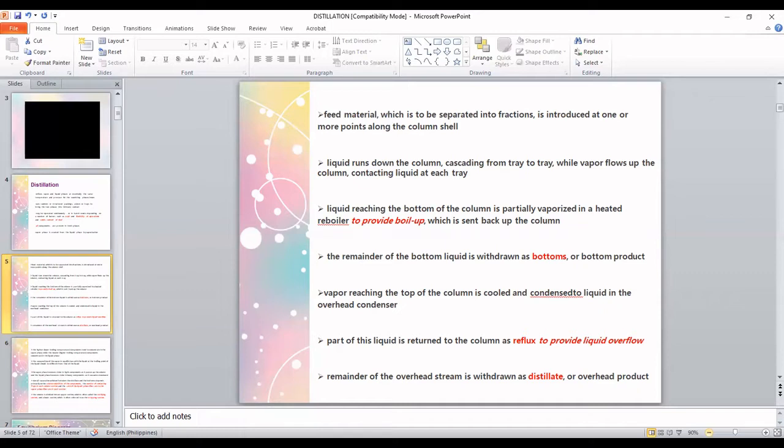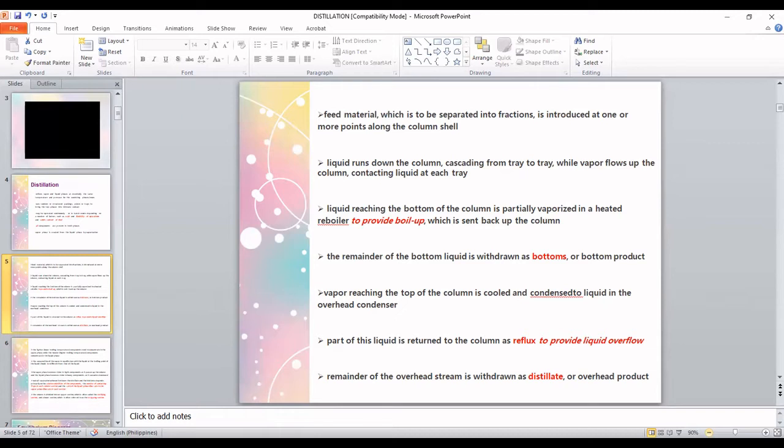Now, the liquid reaching the bottom of the column is partly vaporized in the heated reboiler to provide the boil up, which is sent back up the column. This is the reason why from a single feed stream, we produce the vapor. As the liquid goes down the column, it's collected at the bottom part. The reboiler, the auxiliary equipment at the bottom part of the column, is responsible for turning part of this liquid into vapor. So part only. That is the reason why we have the vapor flowing countercurrent to the liquid that goes down.